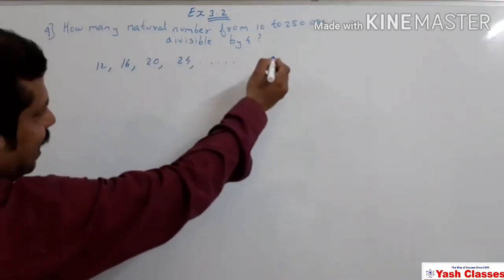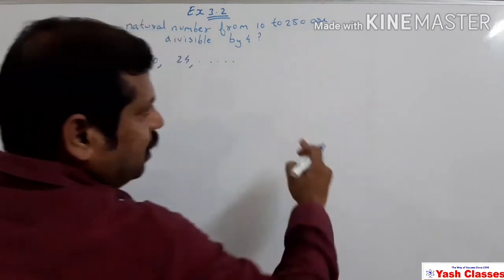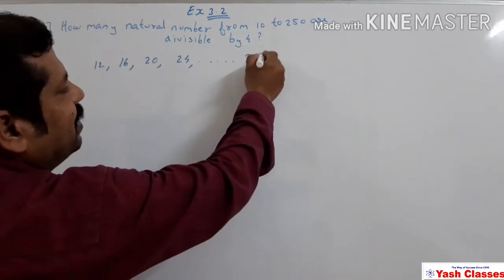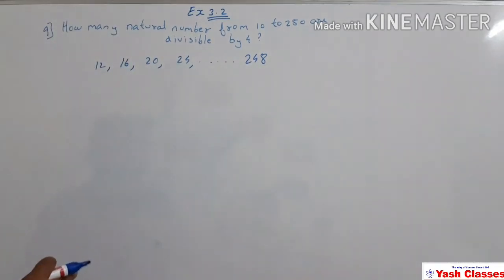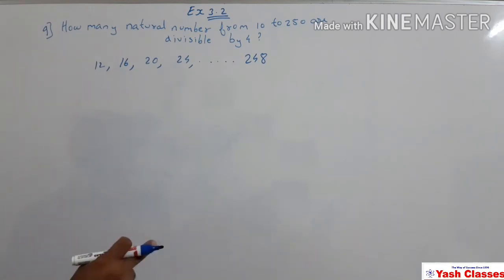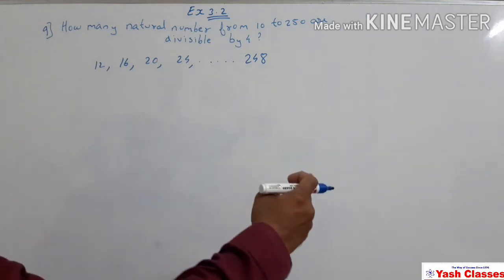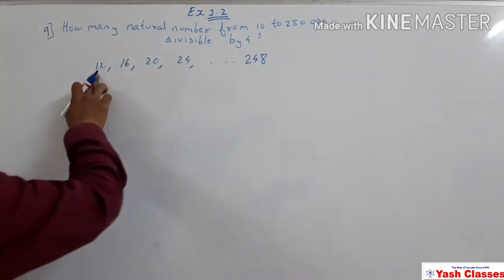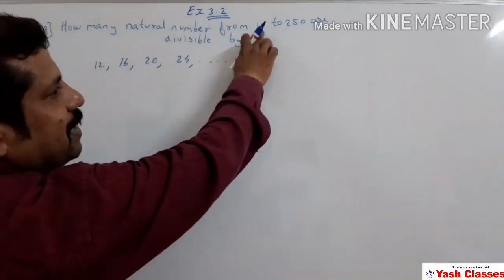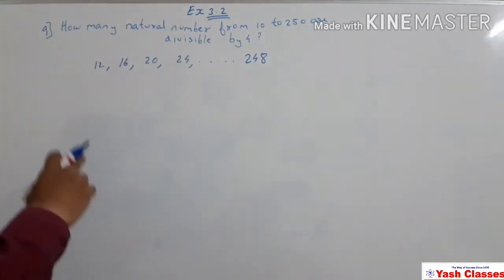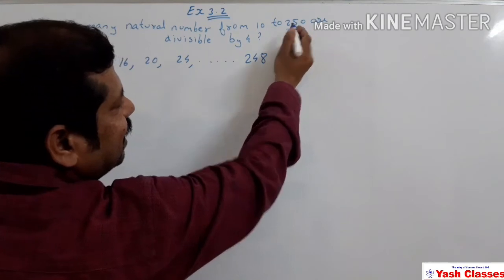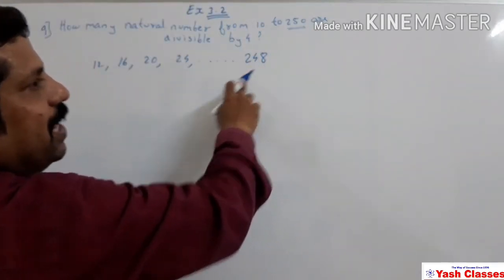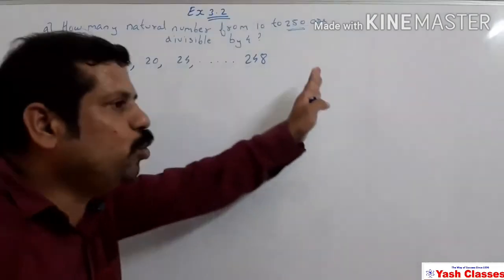And the last number, see here, is 250. Before that it will be 248. The last number which is divisible by 4 is 248. In the previous sum which we did, the first number was 100 and the last number was 995. Here the first number is 12. Why? After 10, 11 is coming, but 11 is not going by 4, but 12 is going. And the last number means 250 is there. Before 250 is 248, which is going by 4, but 250 is not going by 4.